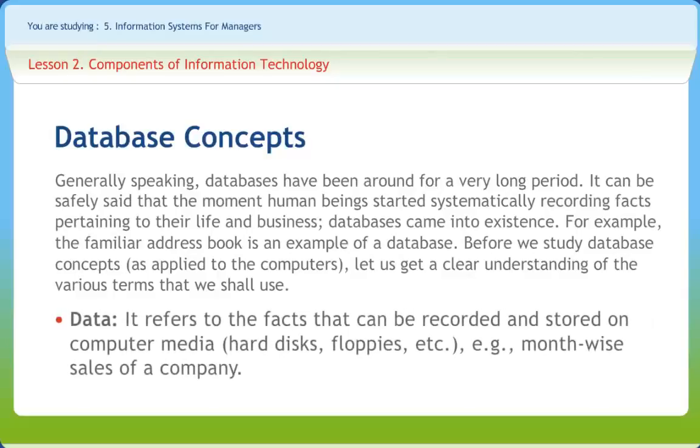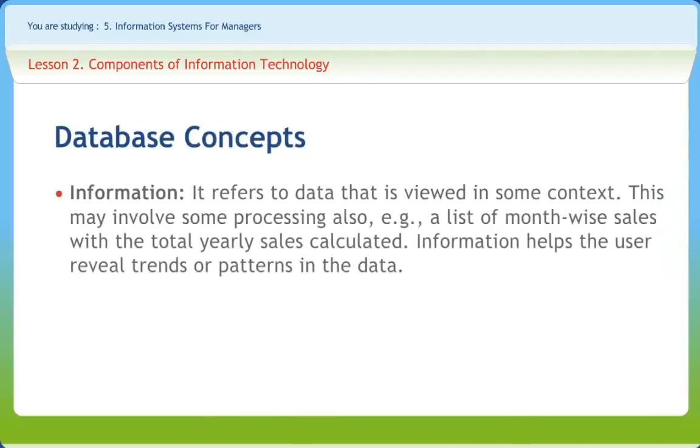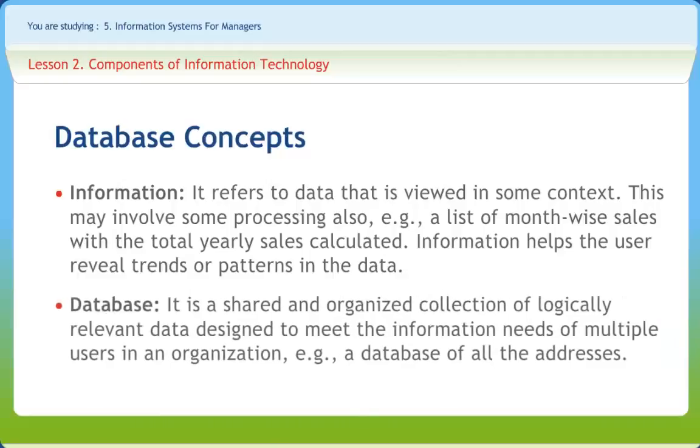Number one is data. It refers to facts that can be recorded and stored on computer media. Information refers to data that is viewed in some context and helps the user reveal trends or patterns in the data. While a database is a shared and organized collection of logically relevant data designed to meet the information needs of multiple users in an organization. Today, databases touch all aspects of our lives, and their importance stems from facts like their ability to make data management more efficient and effective and reduce the probability of inconsistent data.